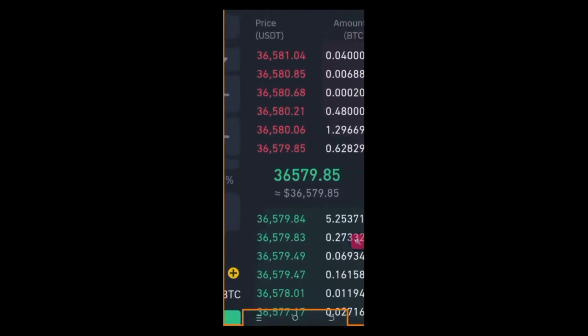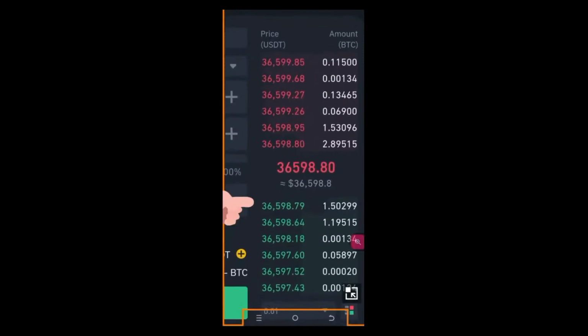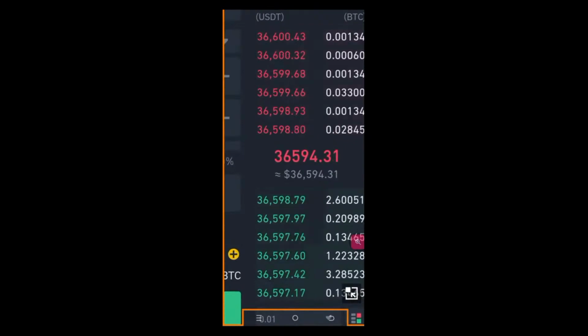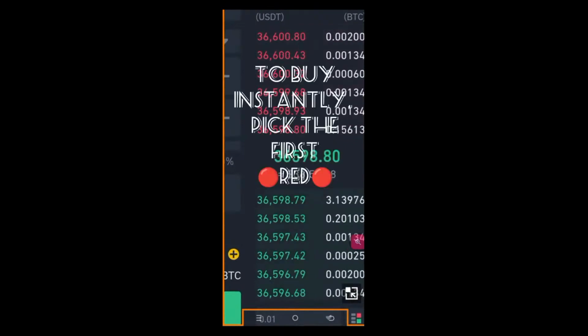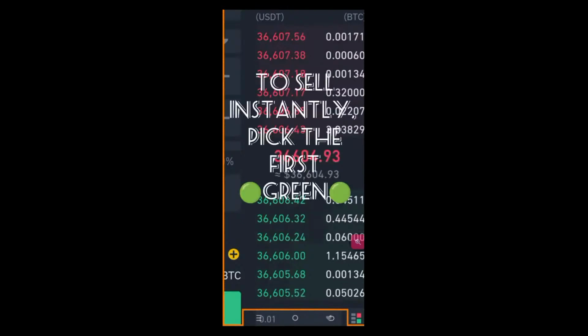Okay, now if you want to sell, and you're looking at it and seeing that you're still in the queue and you want to sell immediately, you've got to choose the first green, this one that says 36598. That is the first green. So remember, if you want to buy, you pick the first red. That's going to be a slightly higher price, and you must do all the simulations to be sure you're going to make money. To sell immediately and instantly, you need to pick the first green.